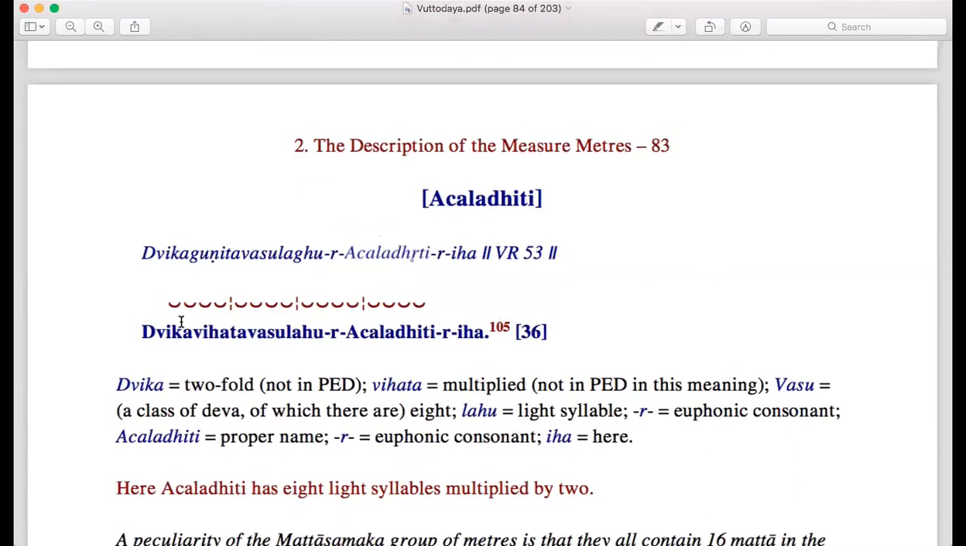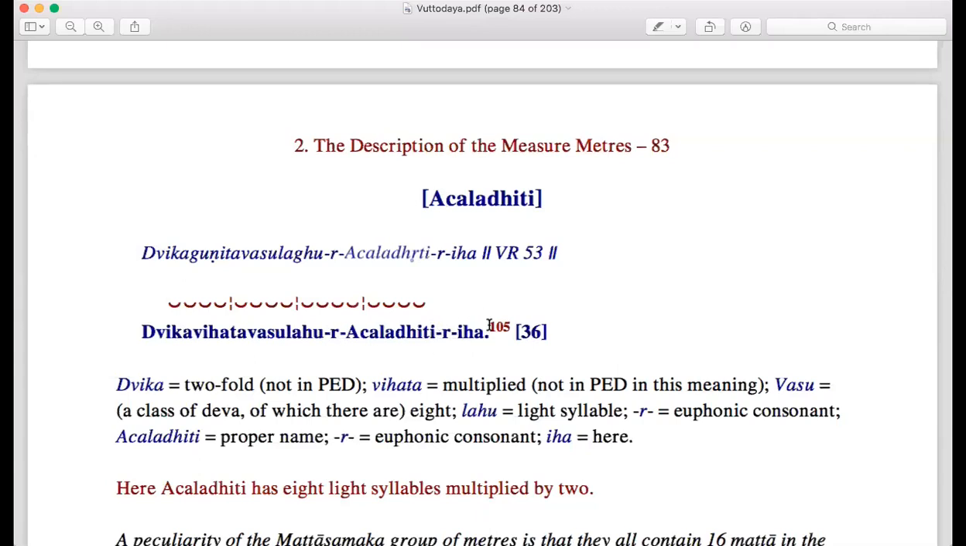First we have to separate it. Dvika vihata vasu lahu. Dvika is one word, vihata is another word, vasu another word, lahu another word. R has no meaning. It is inserted, like we call it an euphonic letter, so it has no meaning. In achala dhiti, here also R is a euphonic letter. It has no meaning.